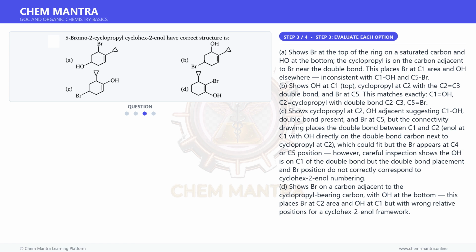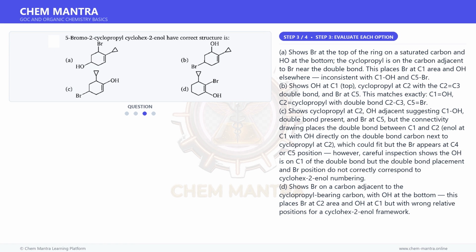B shows OH at C1, top, cyclopropyl at C2 with the C2 double bond to C3, and Br at C5. This matches exactly. C1 has OH, C2 has cyclopropyl with double bond C2, C3, C5 has Br.